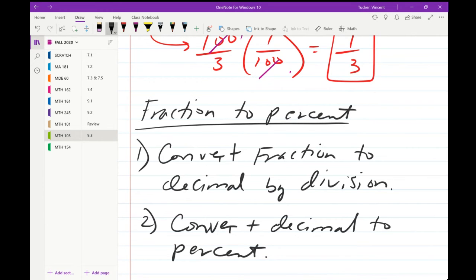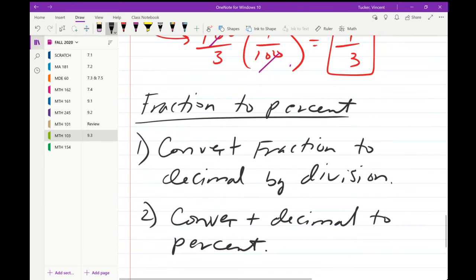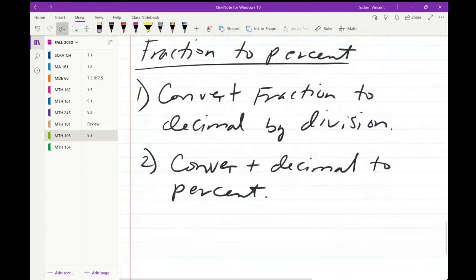All right, so fraction to percent. We'll convert the fraction to a decimal by dividing, and then convert that decimal that you now have to a percent, which is what we've already talked about.